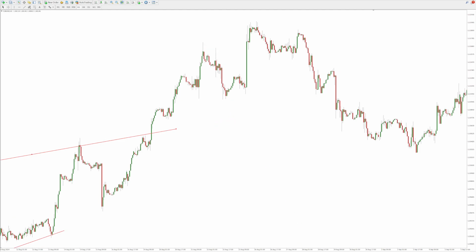Okay, well, hopefully that's helped give you an idea of the broadening formation and how you can implement it within your trading strategy.